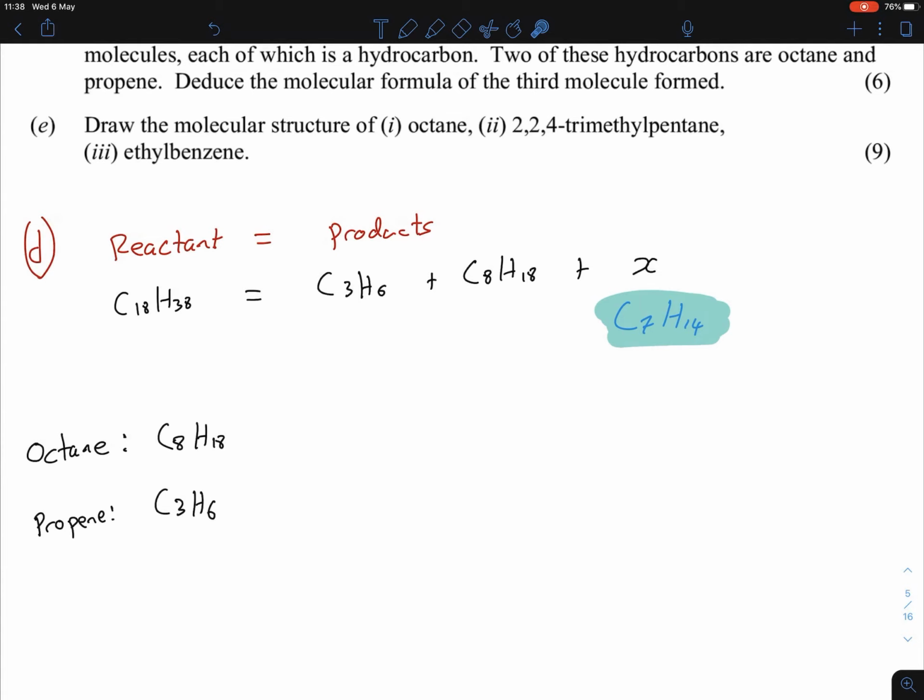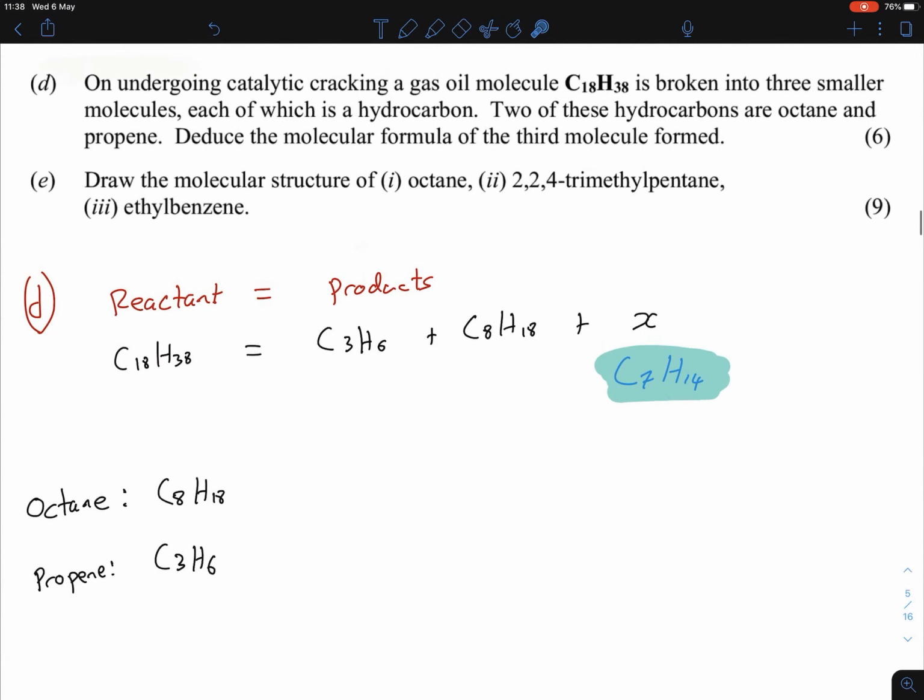So how I did it again, just as a reminder, remember that the reactants will equal the products because conservation of mass states that matter can neither be created nor destroyed. We knew our reactant was C18H38. We were told 2 of the hydrocarbon products, octane and propene. I wrote out their molecular formulas over here just to figure them out. Some of you might know them off by heart, that's perfectly fine too. And if you don't know them off by heart and you can't remember the rules, then draw them and count up the number of carbons and hydrogens. It'll take you a bit longer, but you'll be more likely to get 6 marks that way. And then I just knew that X had to be the remainder of the carbons and hydrogens, and that was it.